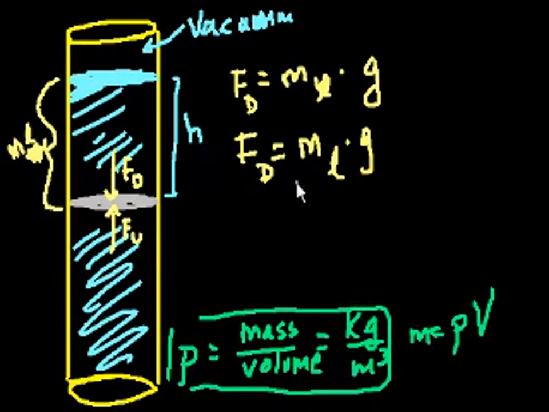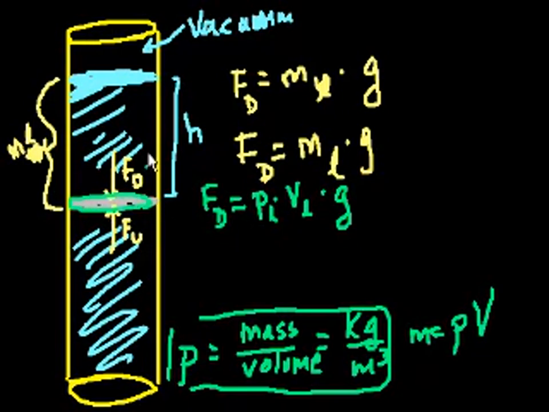So in this situation, the force down is equal to, let's substitute this with this. The mass of the liquid is equal to the density of the liquid times the volume of the liquid, times gravity. And what's the volume of the liquid? Well, the volume of the liquid is going to be the cross-sectional area of the cylinder, right, times the height. So let's call this cross-sectional area A for area. That's the area of the cylinder or the foil that's floating within the water.